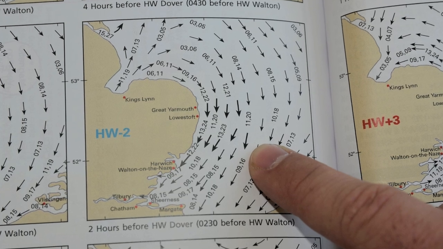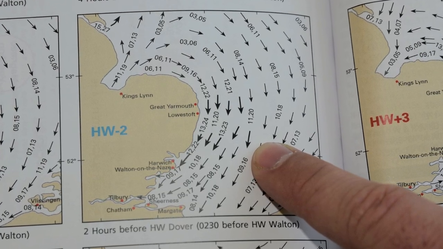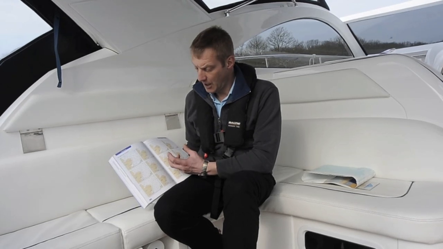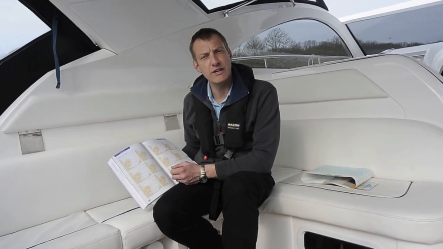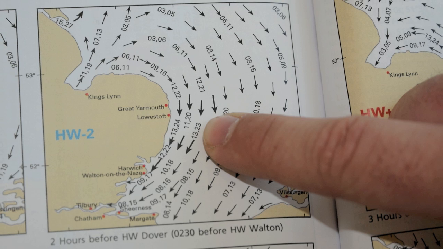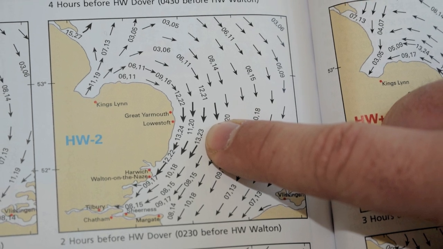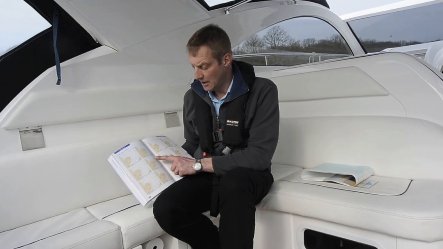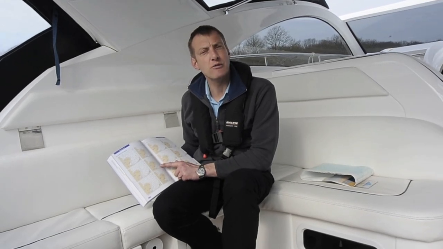The arrows show the direction and the little numbers show the strength, and also the bigger the arrow, more bold it is, the more flow there is. The little numbers refer to the rate at springs or neaps, and the little comma shows where it was measured.